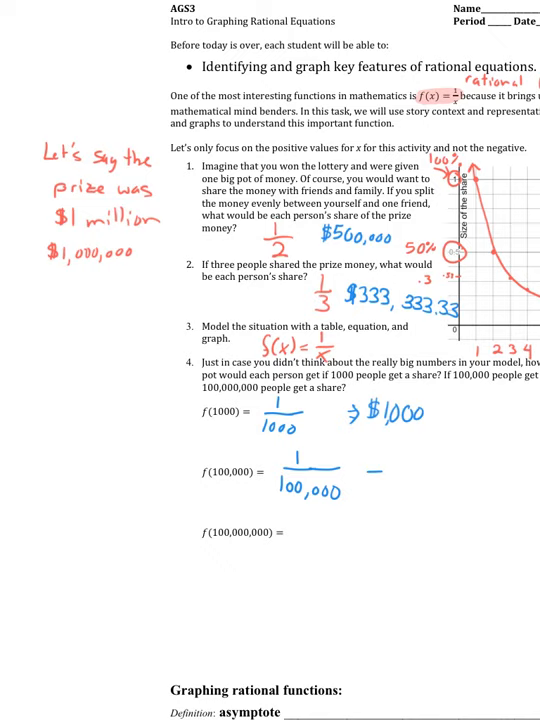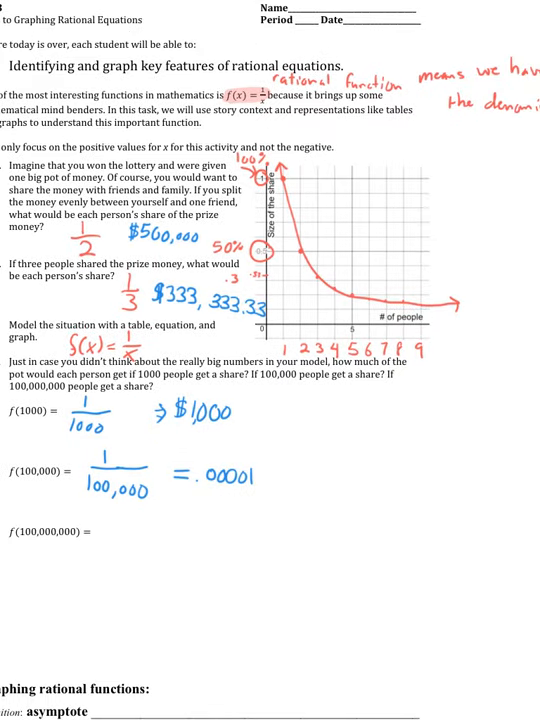And 1 in 100,000, we're just going to write it down really quickly. That is 0.00001. So that's like the percentage of the money that I'm getting. Or this one was $10. This is the $10 example.